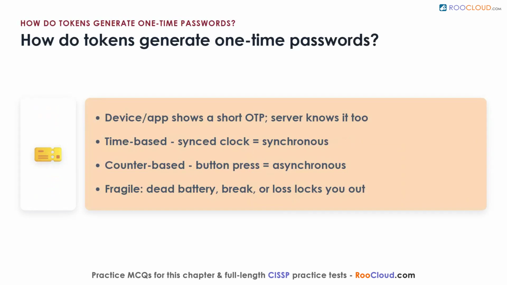How do authenticator tokens generate one-time passwords? An authenticator is a device or app that produces a short one-time password, and a matching server always knows the current value. You typically enter your username and password, then add the number from the authenticator, giving multi-factor strength.